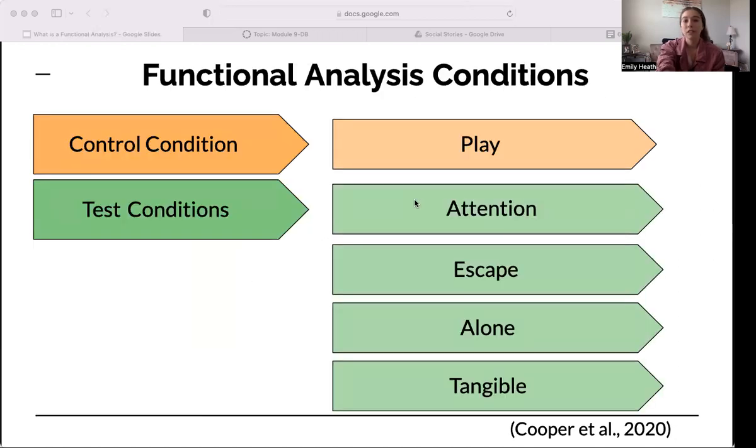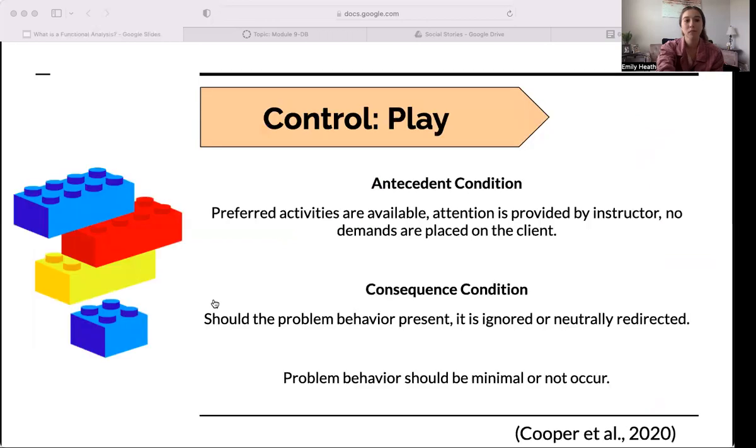The standard conditions of an FA are derived from the 4 functions, so they can be altered or deviated from these depending on the nature of the hypothesis. Ideally, the control or play condition should not produce the problem behavior, or it should be very infrequent. And the test conditions, attention, escape, alone, and tangible, will be tested against each other to determine the function.